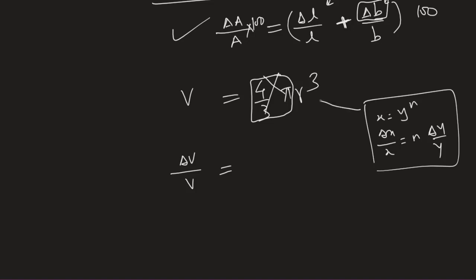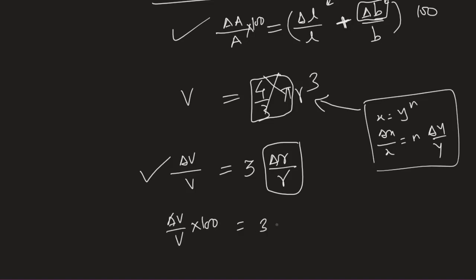You can apply this formula to r cubed. Here n is equal to 3, so it becomes 3 delta r divided by r. That will be the relative error in volume. If you know the relative error in the radius, then just multiply by 3 and you will get the relative error in volume. And if you want to find the percentage error, just multiply by 100. Simple. 3 delta r by r into 100 is the percentage error in volume, where delta r by r into 100 is the percentage error in the radius.